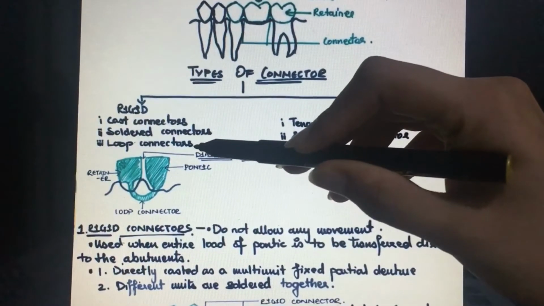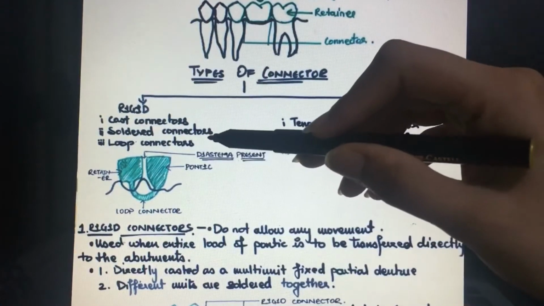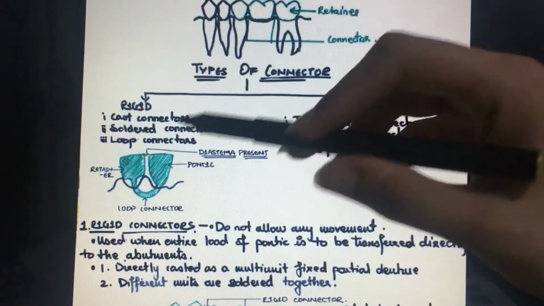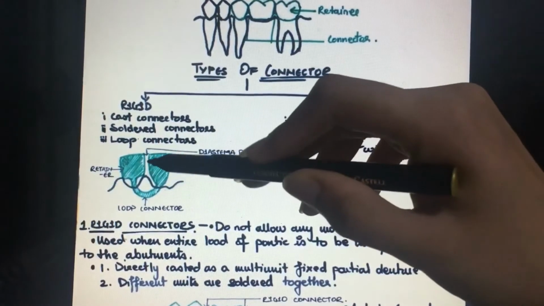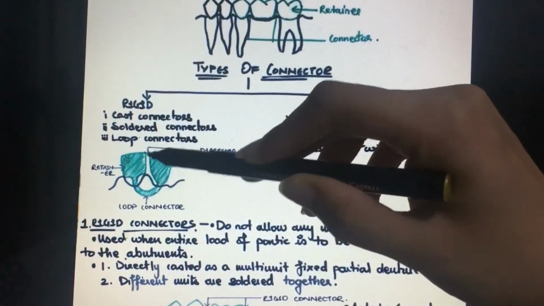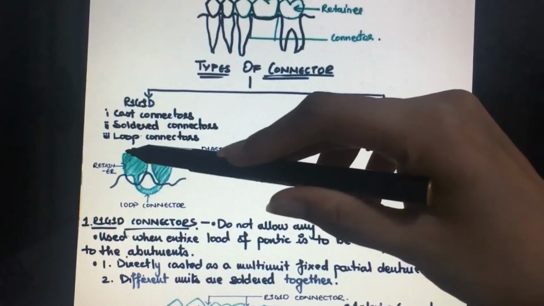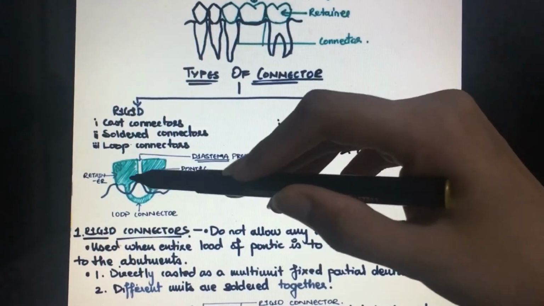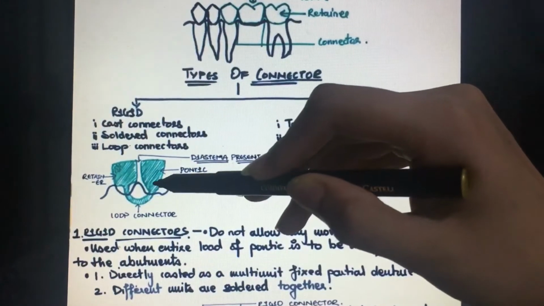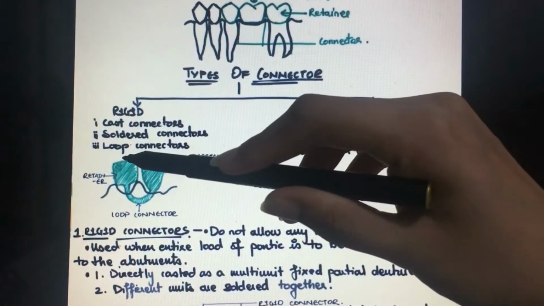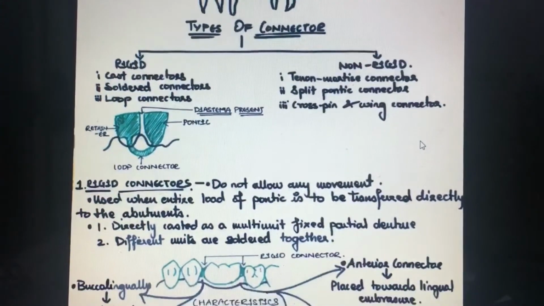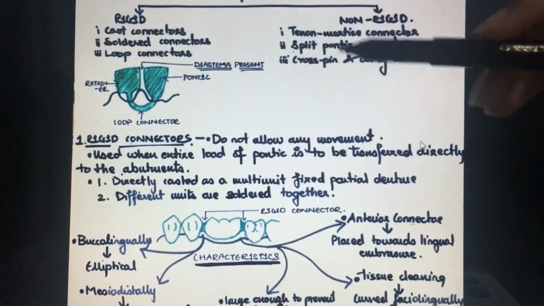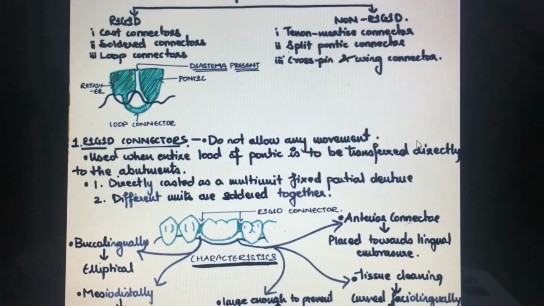Then we have the loop connectors. Loop connectors are mostly seen in diastema patients. As you can see in this diagram, there is diastema present in the middle. These two are the centrals. This is the palatal aspect which we are seeing. This is the loop connector which is connecting the pontic and the retainer. These loop connectors are present in spring cantilever and cantilever FPDs. So these are the three types of rigid connector.